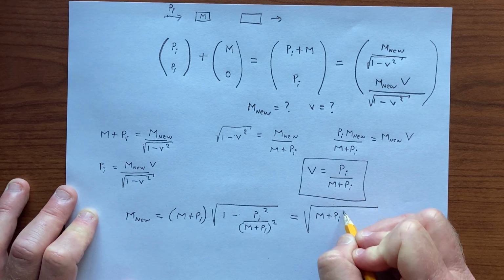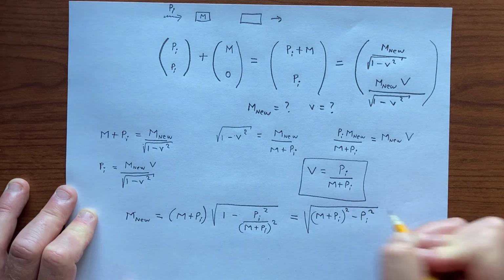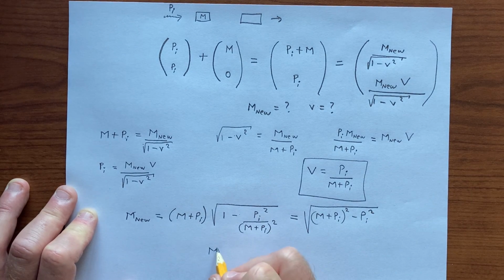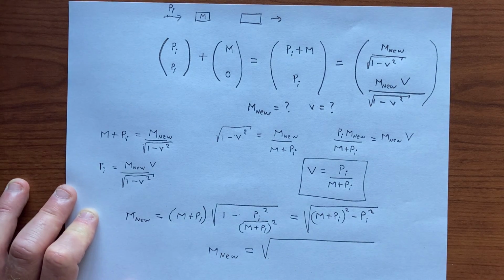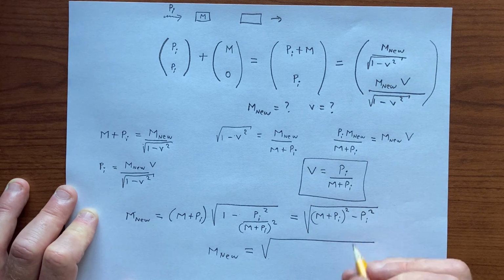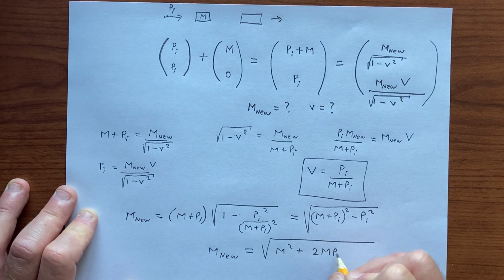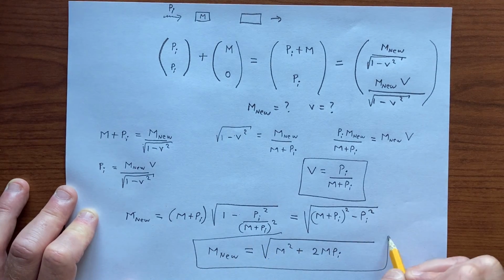plus pi squared minus pi squared, and so we see that m nu will be the square root of, right, we cancel the pi squares here, so we just have m squared plus the cross product. So it's 2m pi, and that's the new rest mass.